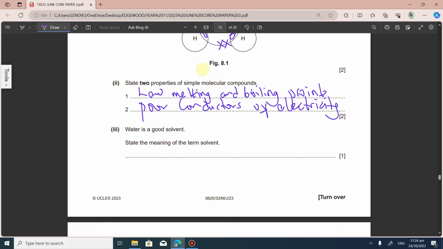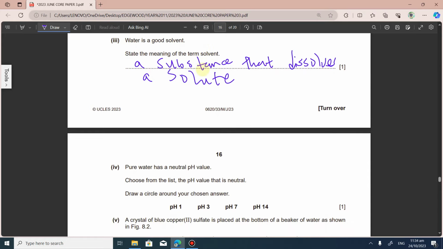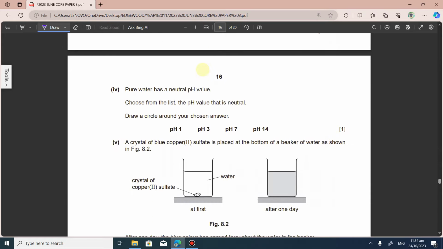What is a good solvent? State the meaning of the term solvent. A solvent is a substance that dissolves a solute. So if you have a substance that dissolves a solute, you refer to that as a solvent. Pure water has a neutral pH value. Choose from the list the pH value that is neutral. The pH value that is neutral is simply pH of 7.